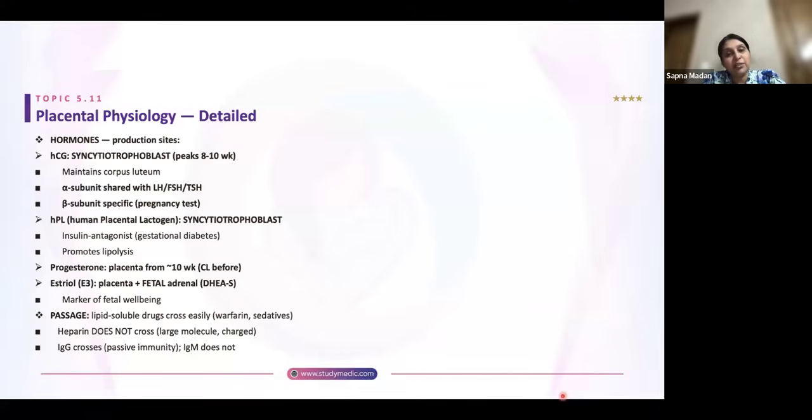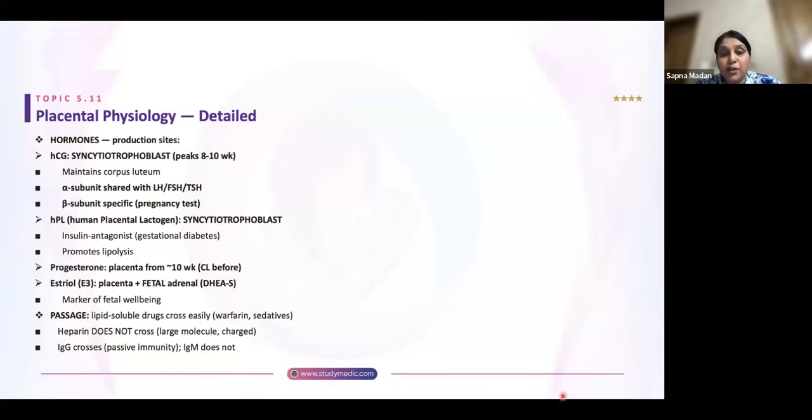Human placental lactogen, again, syncytial trophoblast. It is an insulin antagonist, therefore, it is predisposing the pregnant lady to gestational diabetes. It promotes lipolysis, so the glucose in the maternal system is preserved for the fetus utilization. Progesterone released from the placenta around 10 weeks. Before that, it is released from the corpus luteum. Estriol is from the placenta. The precursor is the fetal adrenal DHEAS. It is a marker for fetal well-being.